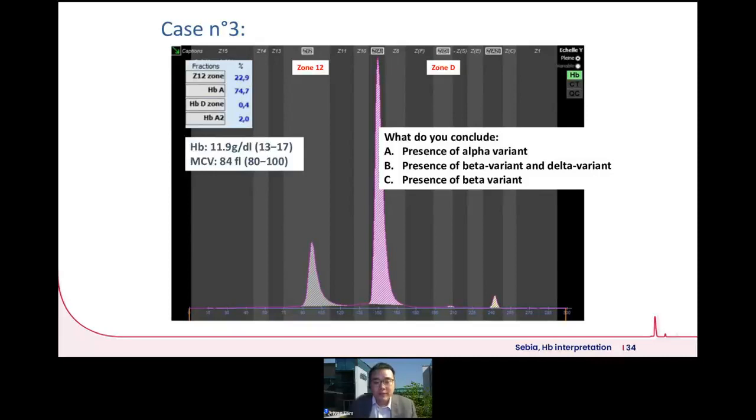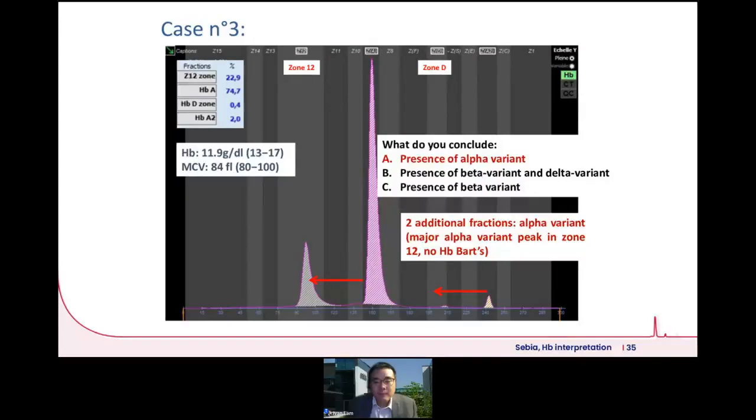So how about this case? You see a splitting of the major hemoglobin A peak. Look carefully at hemoglobin A2. You do also see a little hemoglobin B zone, although it's in a very small proportion. So what does this remind you of? A splitting of the hemoglobin into a smaller peak, and this happens equidistant for every different hemoglobin type. Okay, so this is the presence of an alpha variant.